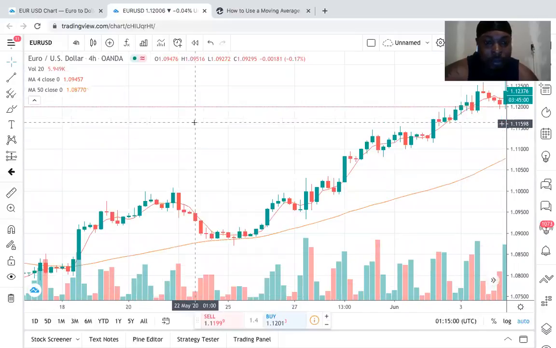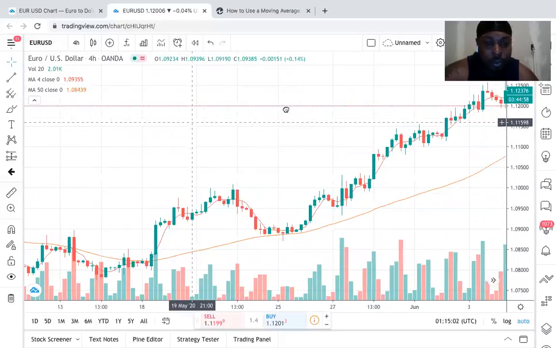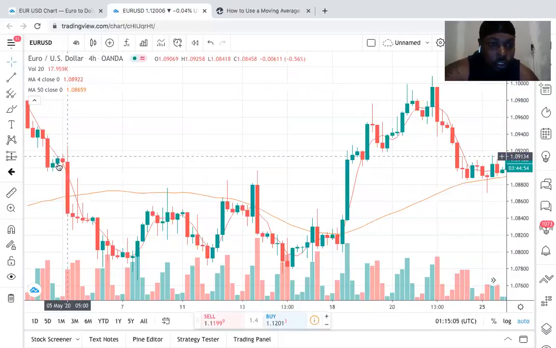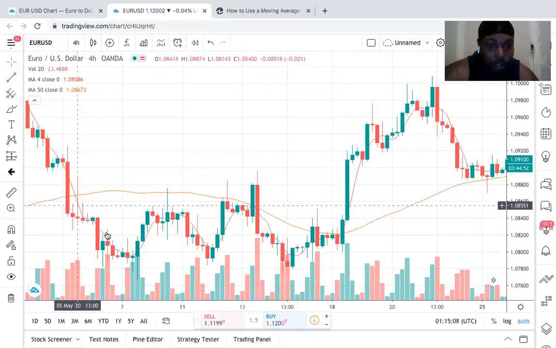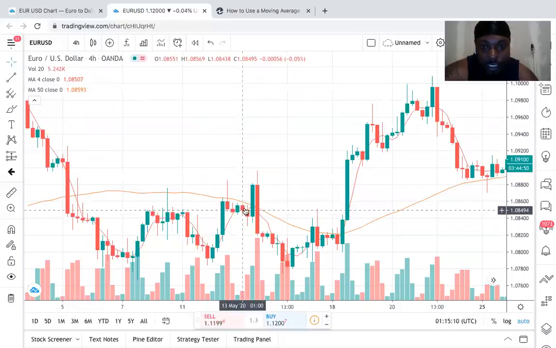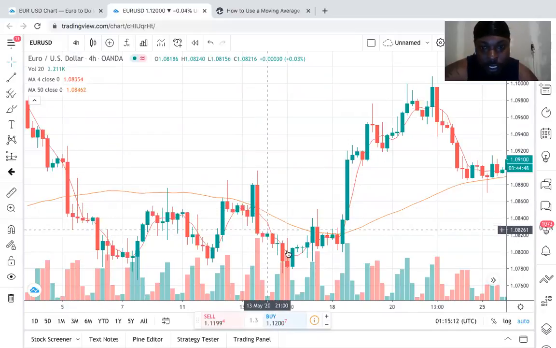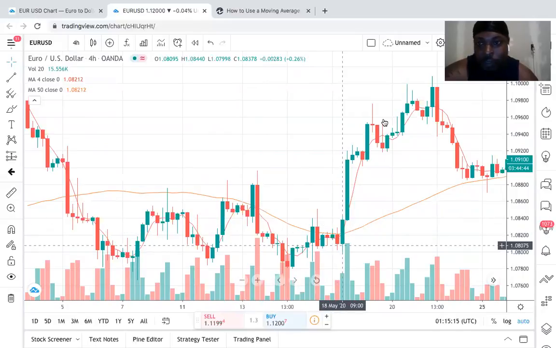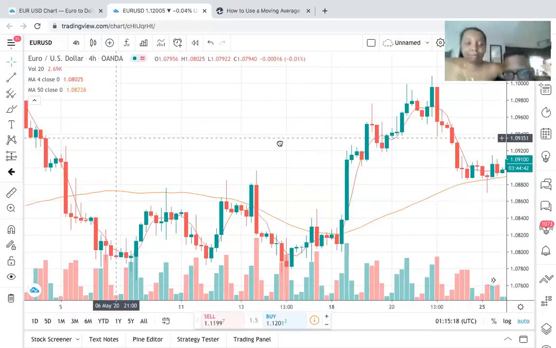So I'm gonna go back. Let's look at some stuff, okay? So again, the 4 crossed the 50 going down here. Boom, it kept going down. You see it didn't cross it yet. The 4 crossed the 50 going up right here. Look at that swing, right?